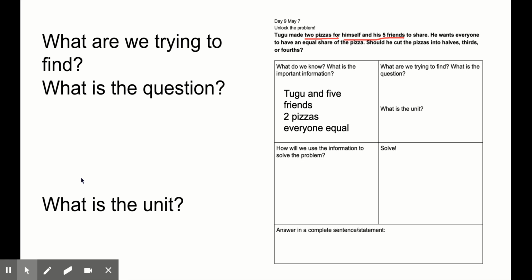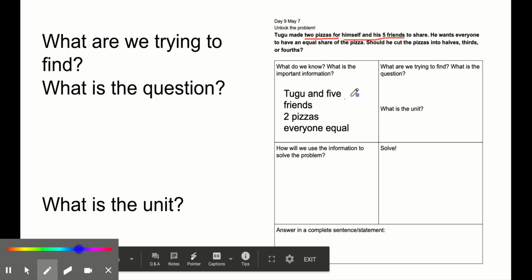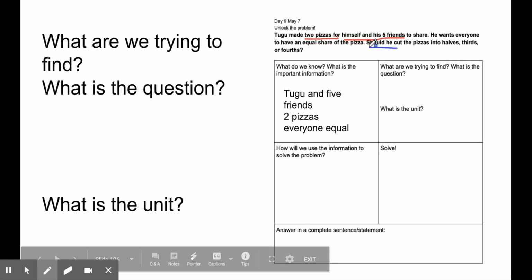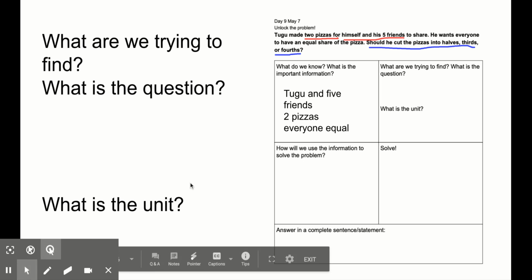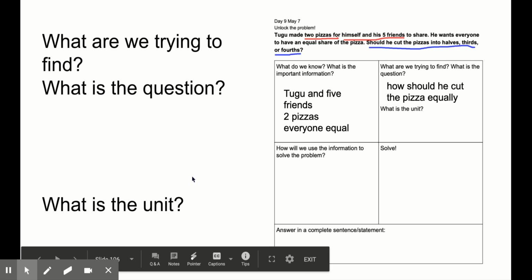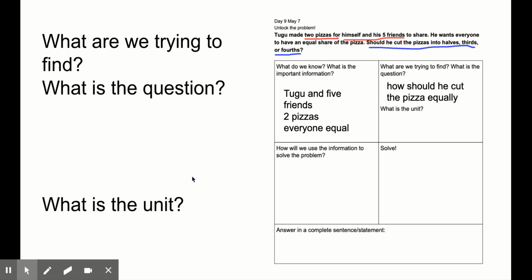Let's look at problem number 2. It says, what are we trying to find? What is the question? The question in this case is, how should Tugo cut the pizzas so that everybody gets the same amount? So it says, should he cut them into halves, thirds, or fourths? So we need to decide how Tugo should cut the pizza equally so everyone can eat it.